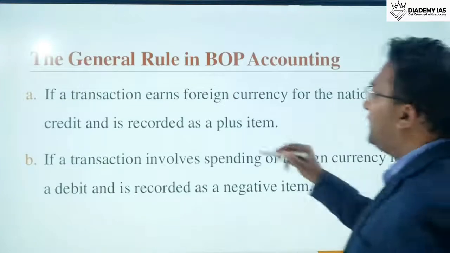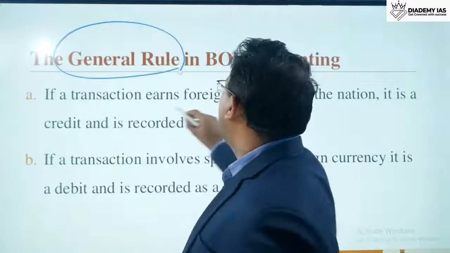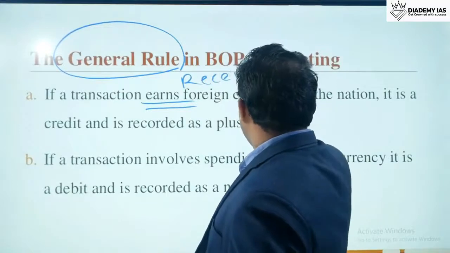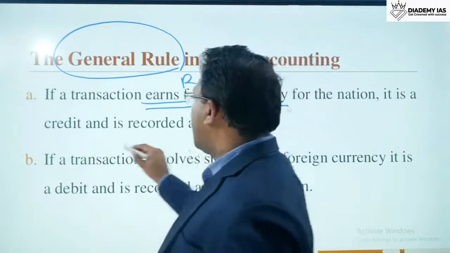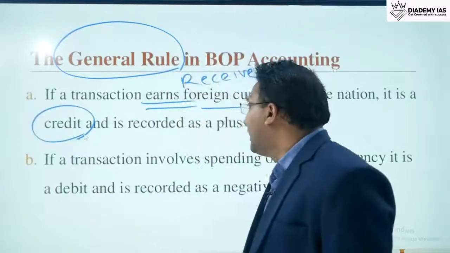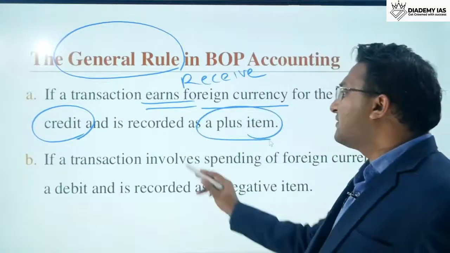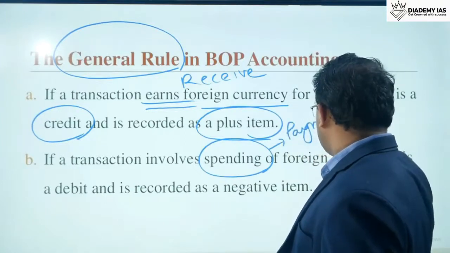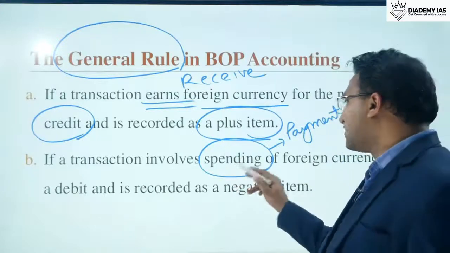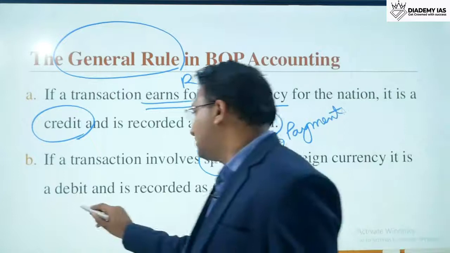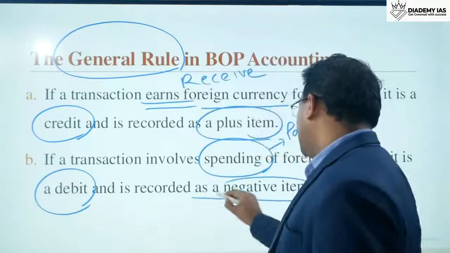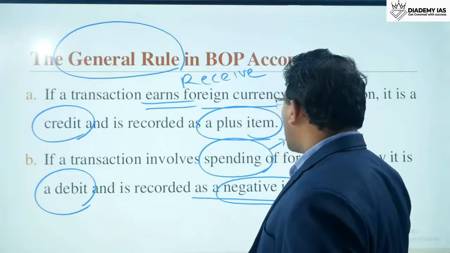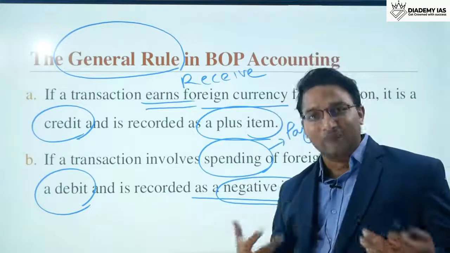Now, the general rule in BOP accounting. First, if a transaction earns foreign exchange, meaning we receive the foreign currency, then it is considered a credit item and it is recorded as a plus item. If a transaction involves spending, meaning payment, of foreign currency, it is a debit and it is considered a negative item. So very, very simple. Receipt means credit or plus. Spending or payment means debit or negative item. This is a very, very simple funda.